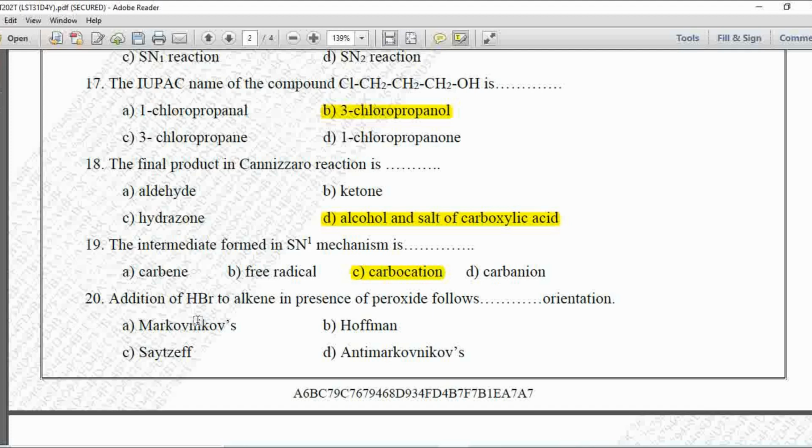Next 20th MCQ. Addition of HBr to alkene in presence of peroxide follows dash dash orientation. Option A is Markovnikov's, B is Hofmann, C is Saytzeff, and D is anti-Markovnikov's. So addition of hydrogen bromide to alkene in presence of peroxide gives anti-Markovnikov's orientation. So option D is correct.